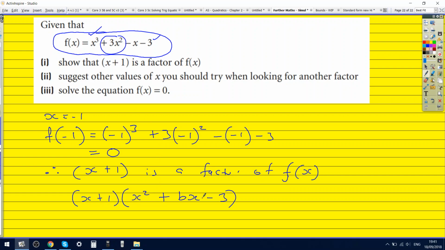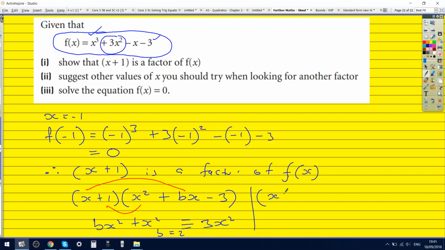When we expand this bracket fully, what will give us an x squared term? The x times the bx. And any other? Also the 1 times the x squared. And so what will you get when you expand those two? Bx squared plus x squared. And we know that from this up here that will have to give us 3x squared. And so can you use that to figure out what b is? B is 2 here. Yeah, and so in this case b is 2.